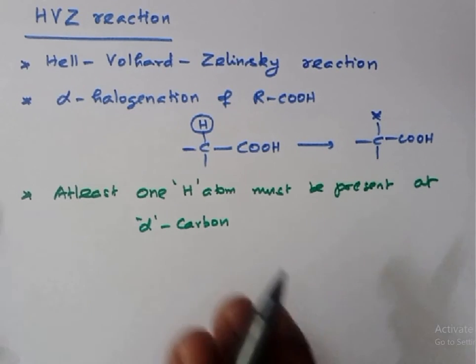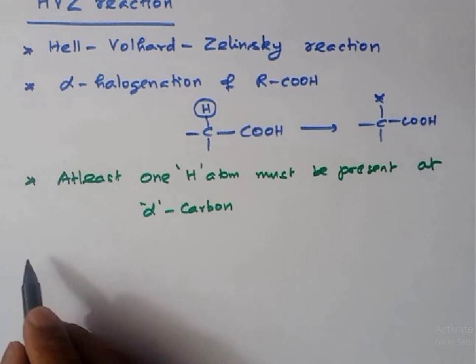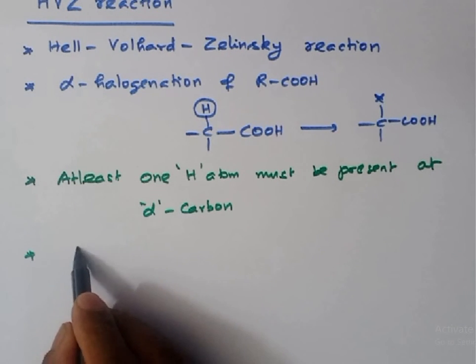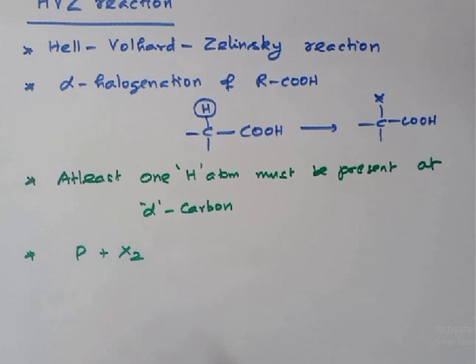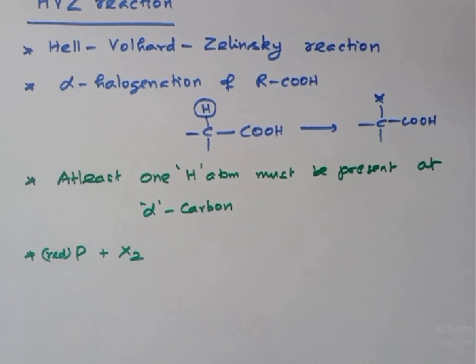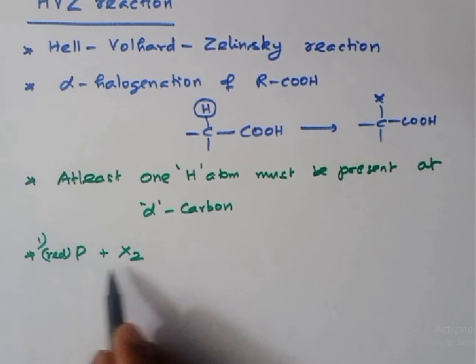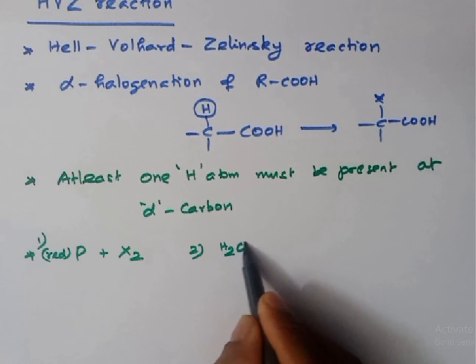Okay, and what is the reagent we add? Students, this is the reagent we add. We add red phosphorus plus halogen, followed by hydrolysis. So the first step is red phosphorus plus halogen, and the second step is hydrolysis.